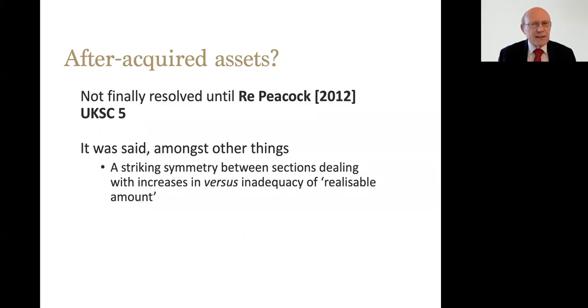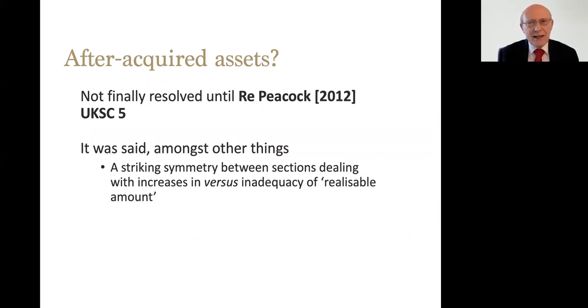The Supreme Court also said this: there is a striking symmetry, as they called it, between the sections of the Drug Trafficking Act dealing with increases in realisable amount and those dealing with inadequacy of realisable amount. And I would suggest to you that there is the same striking similarity under PoCA between section 23, which we discussed in a previous webinar, which deals with inadequacy of available amount, as it's called under PoCA, and section 22, which deals with increases in available amount. And that symmetry is useful in understanding what these sections mean.